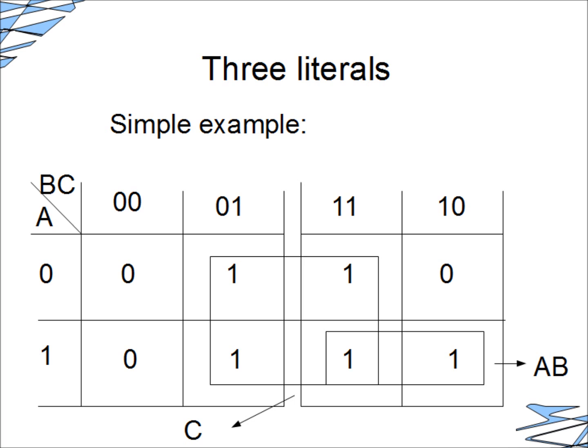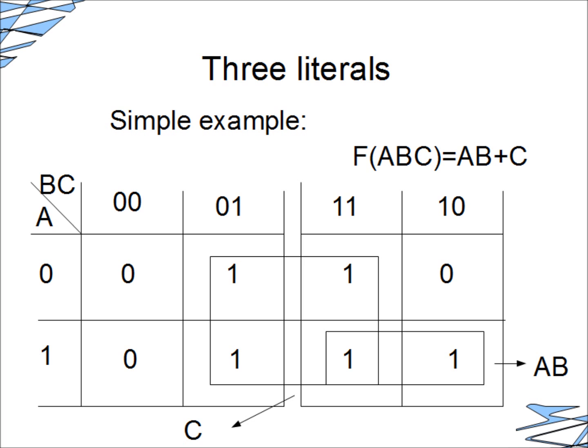C. Okay, likewise, for A and B, well, they're in the row of A, so A equals 1. So A has to equal 1. There's just no way around it. And in both columns, B equals 1. The only bit that toggles, and this is what we're going to be looking for, is C's. So a bit that toggles within the group is a literal that gets discarded. So we discard C in this one, and we discard A and B in the other one. And now we add them up, and we have A and B plus C.